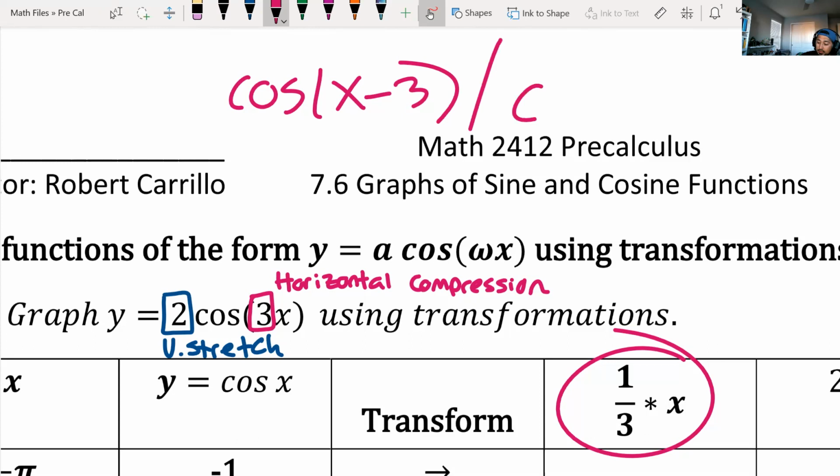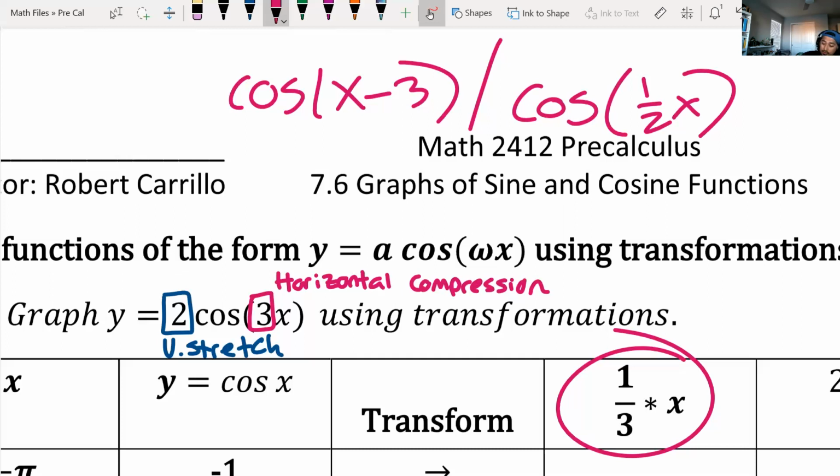So what if it was cosine of 1/2 x? What would you multiply all your x values by? It's gonna be by 2, so that's gonna be a horizontal stretch then. That would be a stretch. Good. So horizontals are always inside. Opposite and inside. Verticals are outside.